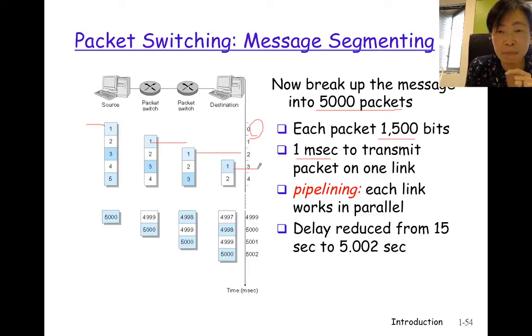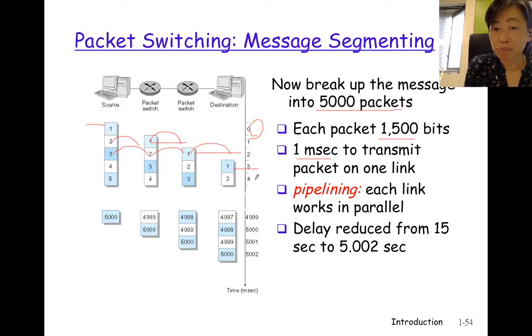Now, what's nice about cutting the big packet into smaller ones is this. When router one is transmitting packet one, the source has finished transmitting packet one, so it can start transmitting packet two. Similarly, when router one transmits packet one, router two transmits packet one. Router one finishes transmitting packet one and can begin transmitting packet two. And the source, now idle, can begin transmitting packet three. So you see, the packets are all pipelined, streamlined.